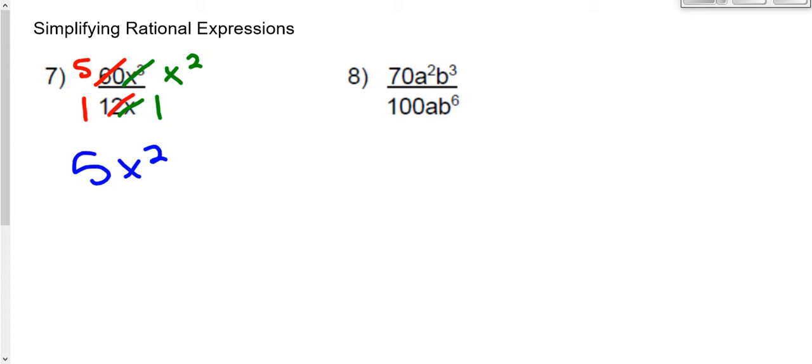Again, we'll start with our coefficients. I have a 70 in the numerator and a 100 in the denominator. Their greatest common factor is 10, so I'll divide 70 by 10, and I'll get 7. And I'll divide 100 by 10, and I'll get 10.